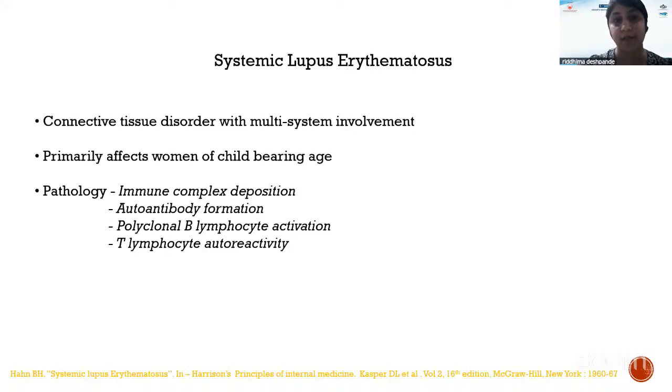Now, systemic lupus erythematosus is a connective tissue disorder. It primarily affects women of childbearing age. Basic pathology is immune complex deposition, autoantibody formation, and lymphocyte autoreactivity.